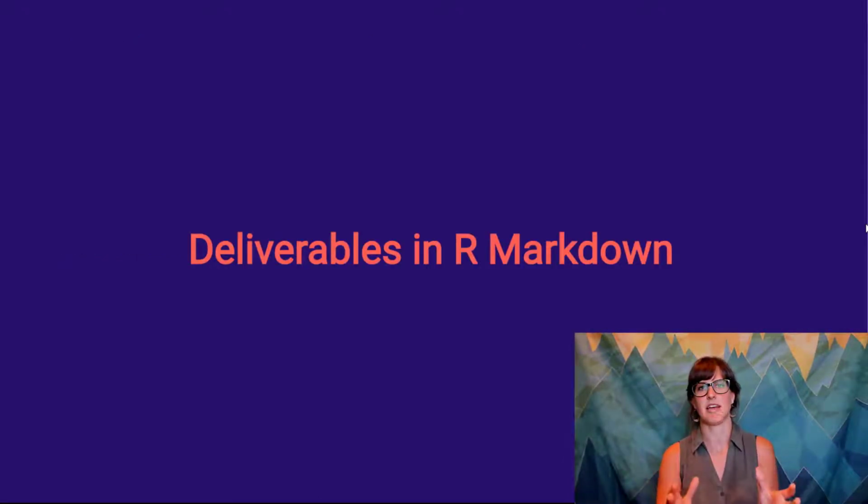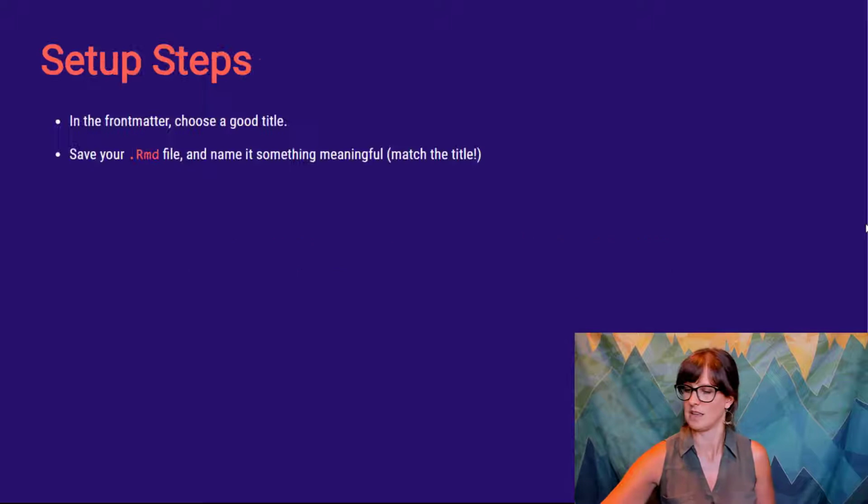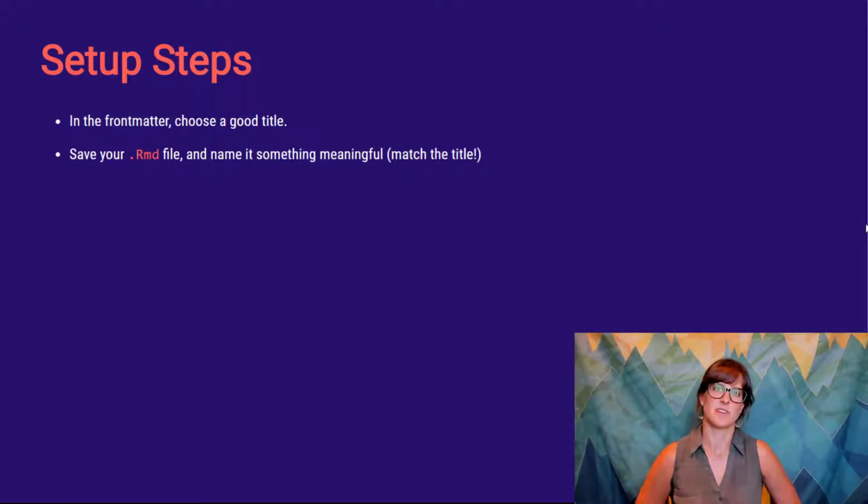So how do we make this happen in R Markdown, which is the specific type of document that we are using in this class? So first of all, when you start a new R Markdown document, which you are likely about to do for your lab, the first thing you want to do is deal with that front matter, that YAML section. Choose a good title, put your name as the author if you wish, put a date if you wish.